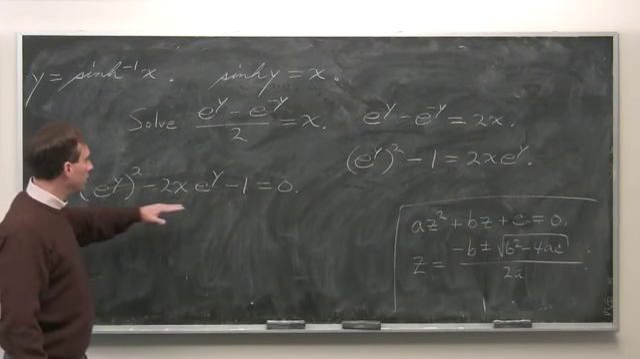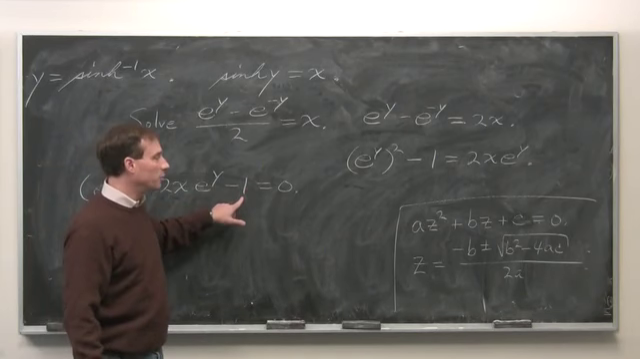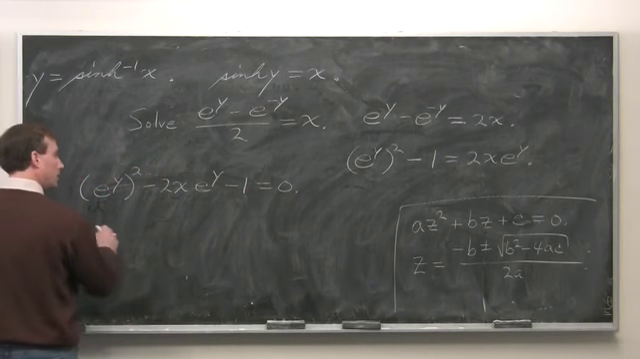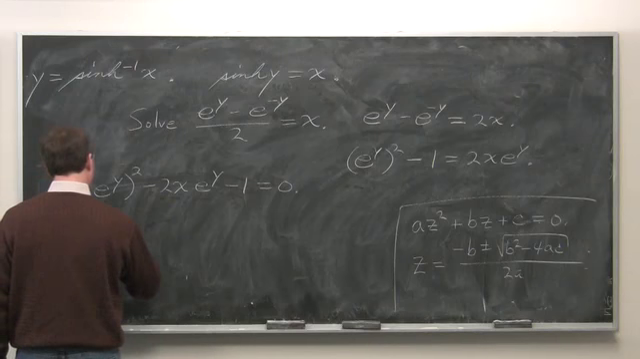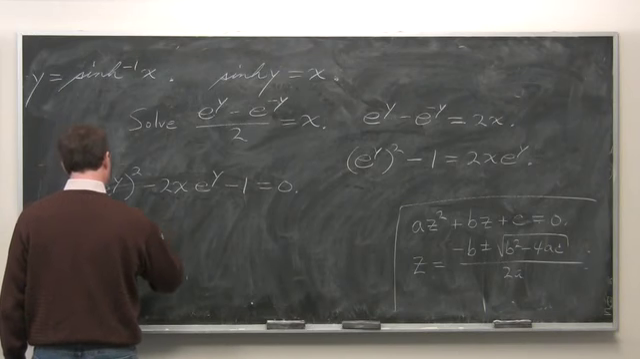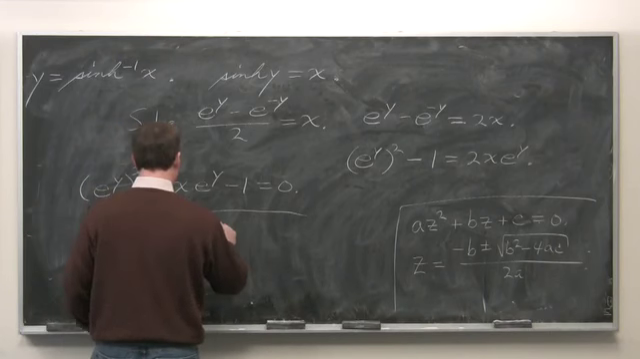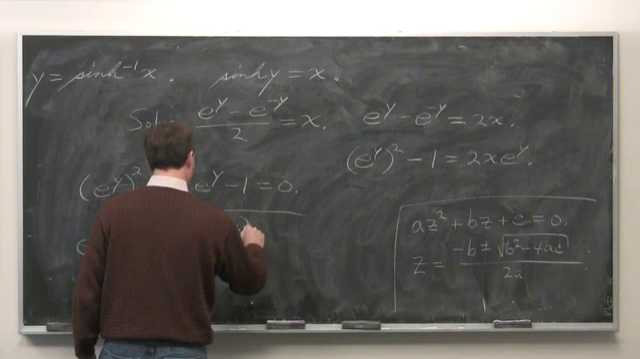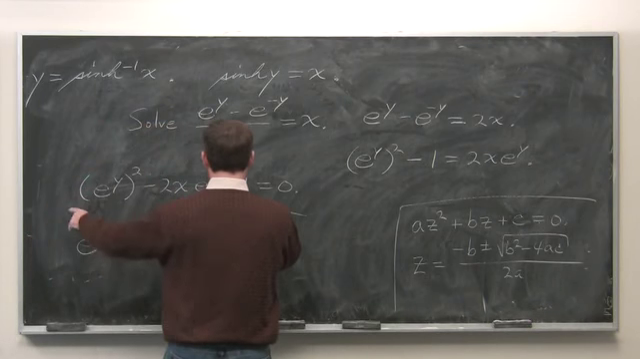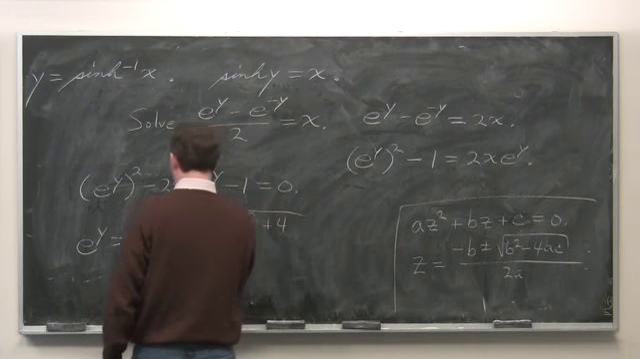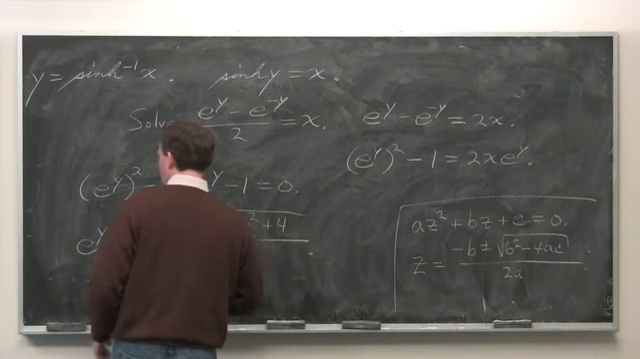A will be 1. The z is e to the y. B will be the quantity negative 2x. And c will be negative 1. So what we find from the quadratic formula is e to the y is negative b, so negative 2x, plus or minus the square root of b squared, that's 2x, or negative 2x, quantity squared, minus 4 times a times c, a is 1, minus 4 times 1 times minus 1, so plus 4, all over 2a, so over 2. So we get this.